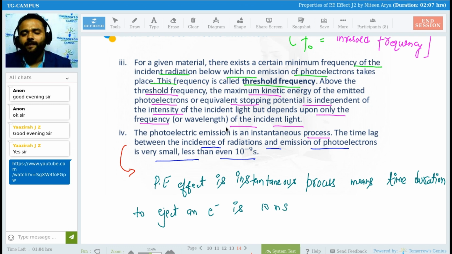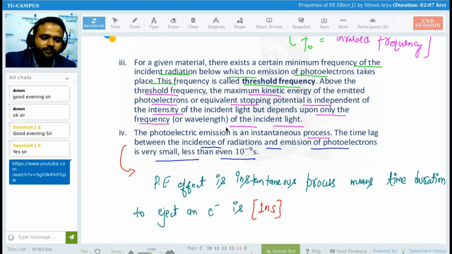Actually, I mean 1 nanosecond instead of 10. Clear? Just 1 nanosecond. What does it mean? 10 to the power minus 9 seconds. Clear, everyone? Okay, these two points are clear now.